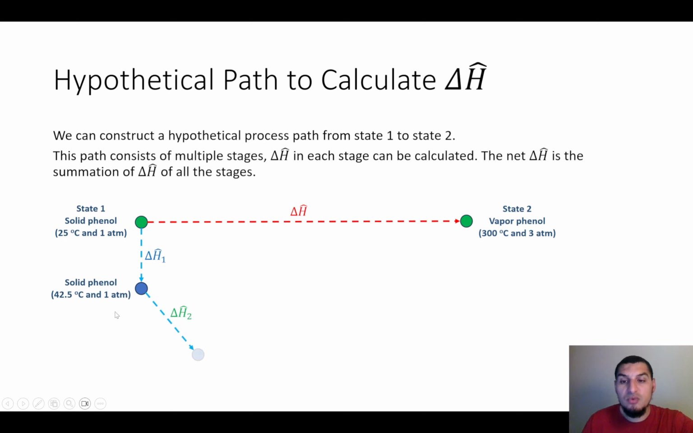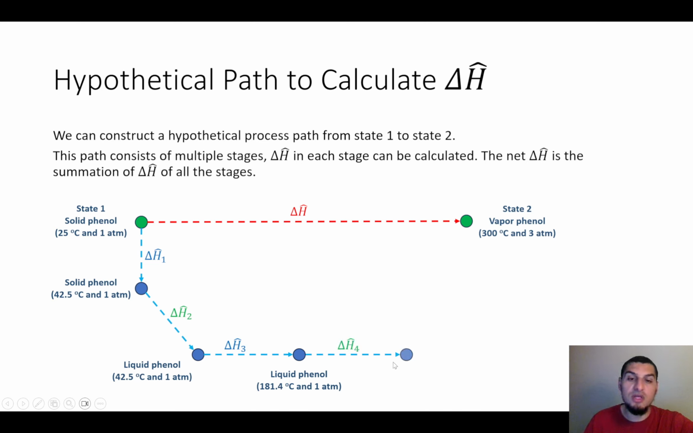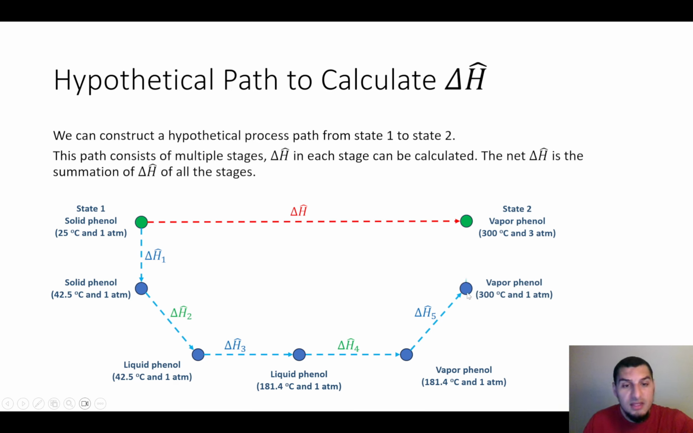Then we'll have another step where this solid is going to turn into liquid at the same temperature. So this is latent heat. Then this liquid will take heat to turn into liquid phenol at 181.4, which is the boiling point. And then it's going to gain more heat to turn into vapor phenol. So it's now saturated vapor. So this is latent heat. So it's turning from saturated liquid to saturated vapor. And then we are going to heat it more to turn it into vapor phenol at 300 Celsius and 1 atmosphere. And then it will be vapor phenol at 3 atmosphere at the same temperature and higher pressure. So we are increasing the pressure. So we call it a hypothetical path.